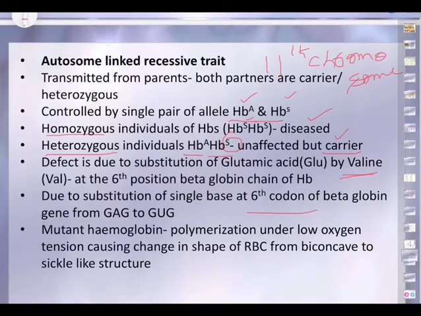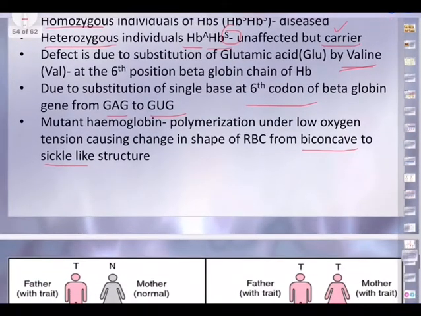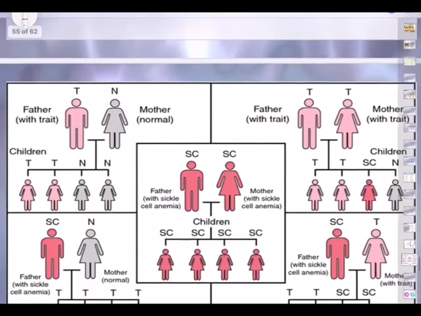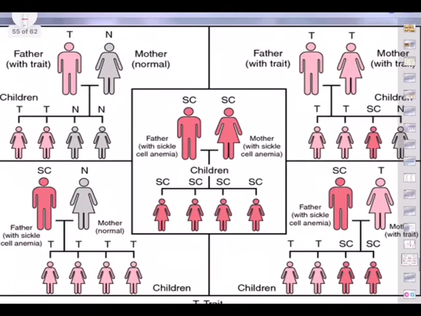So this fellow is causing trouble at the 6th position of the beta globin chain of hemoglobin, on the 11th chromosome, that you must remember. Due to substitution of a single base, as you have seen, at the 6th codon, the triplet code of the beta globin gene, from GAG to GUG. So this is the change, A and U. So mutant hemoglobin polymerizes under low oxygen tension, causing a change in the shape of the RBC. Normally you have seen the biconcave RBC shape. From biconcave it becomes sickle cell shape.